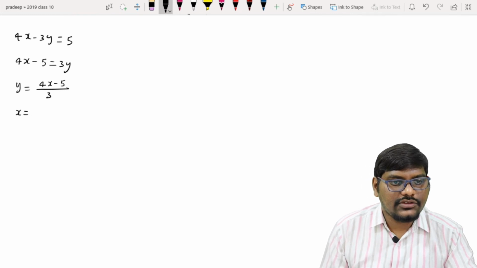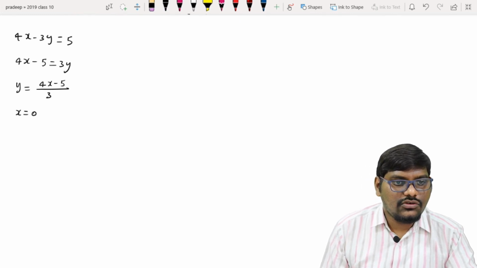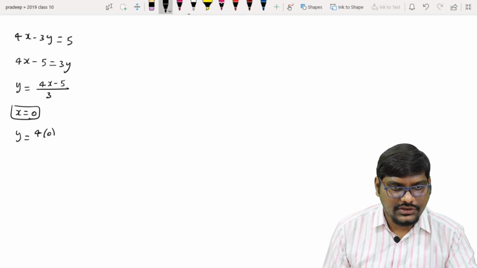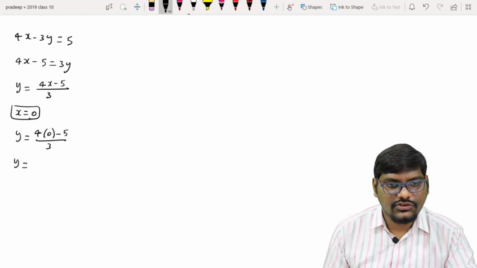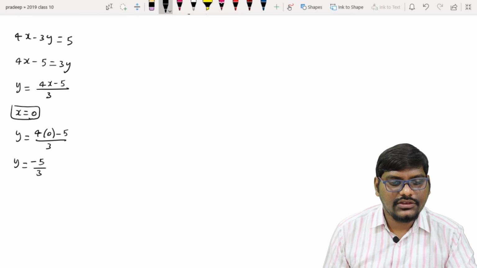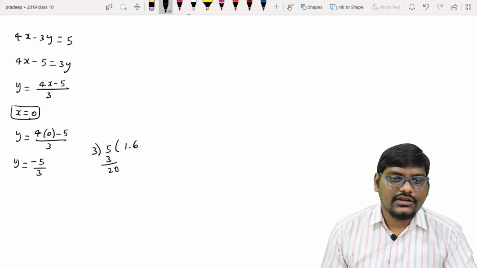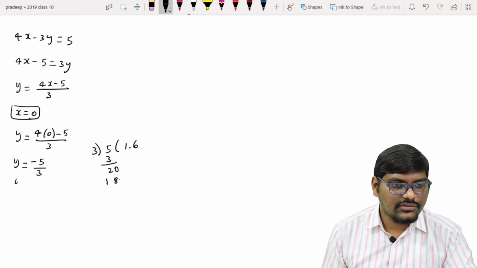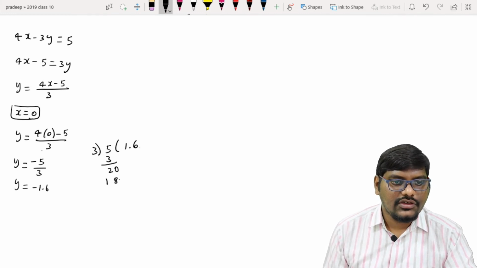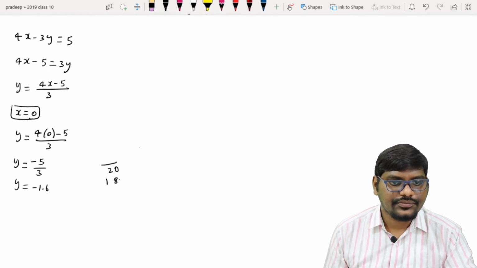So now again I'll take x equal to 0. So what do I get here? y equal to (4 into, in the place of x I'm substituting 0, minus 5) by 3. So I'll be getting here y equal to 4 into 0 is 0, so this is minus 5 by 3. If I divide this, 3 ones are 3, 5 minus 3 is 2, that is point here, 0 here. So now 3 sixes we can take, that was 18. So we can write simply y equal to minus 1.6. 5 by 3 is 1.6, but there is a minus sign, so this is minus 1.6.